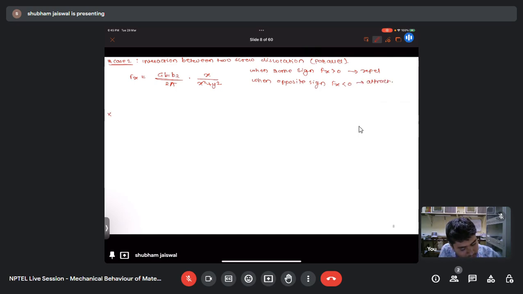Okay, so this was the second case, and then we have seen the third case, that is the interaction between one edge and one screw dislocation, and both are parallel. So case 3. Interaction between edge and screw dislocation, both parallel. So what will happen in this case? Any guesses?